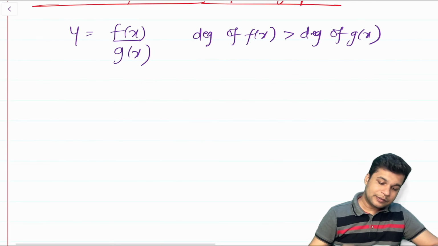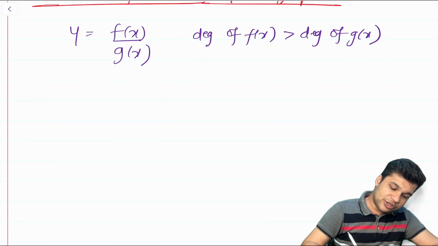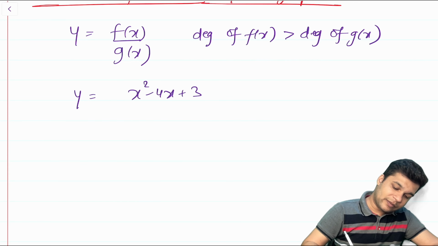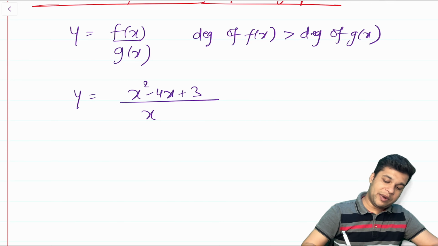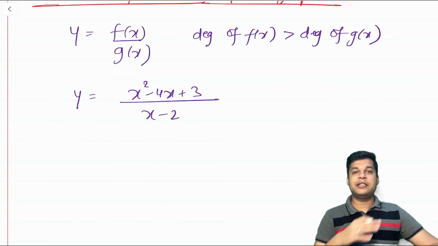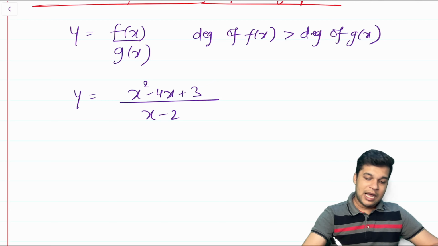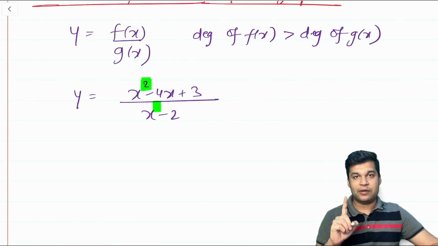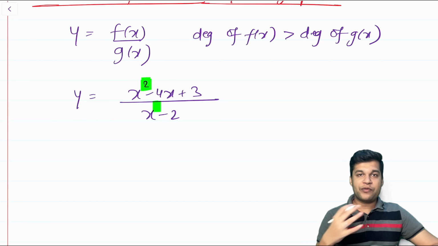For example, let's say you have a function y equal to x square minus 4x plus 3 in the numerator, and in the denominator you have x minus 2. Now what is the degree in the numerator? It is 2. What is the degree in the denominator? 1. So how do you find the oblique asymptote?